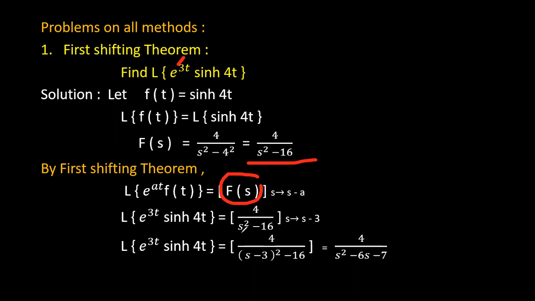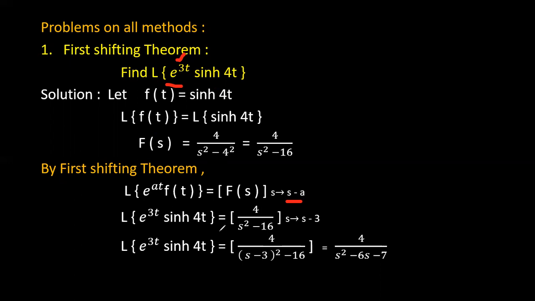So in place of s, we have to substitute s minus 3, because it is the first shifting theorem. By using the first shifting theorem, if you multiply it with an exponential, then whatever the a value is, the s value should be shifted by that many times. So s minus a, and here the a value is 3, so s is replaced by s minus 3.